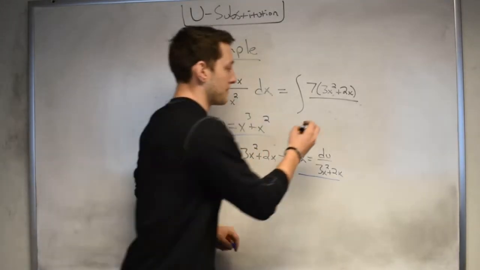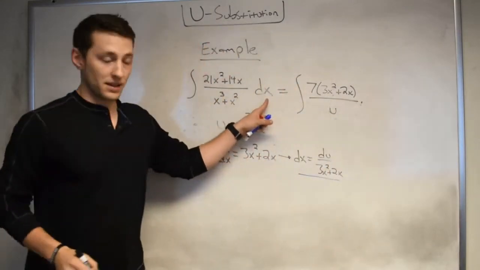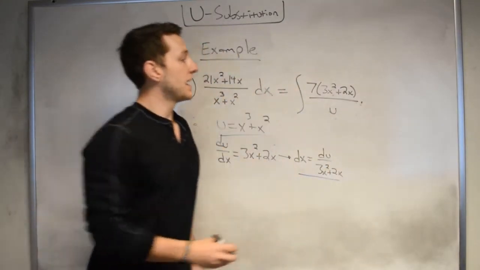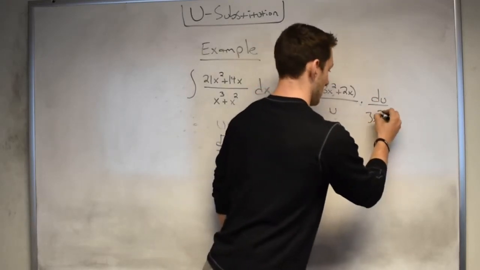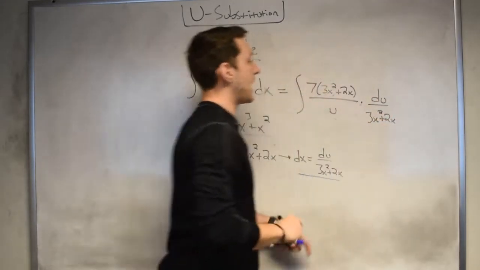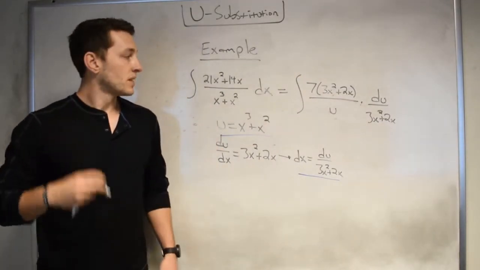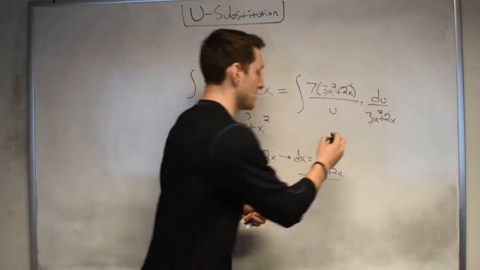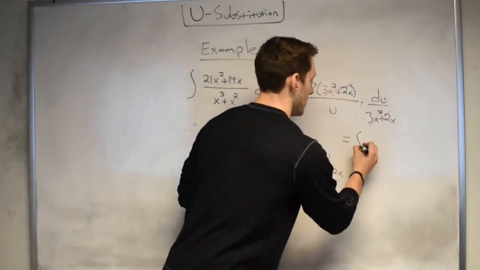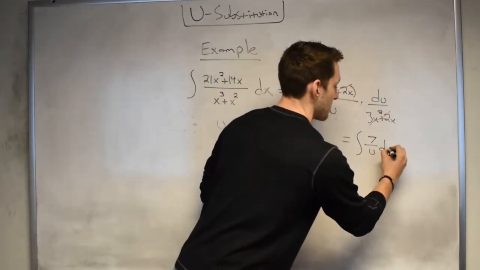I did call the bottom to be u. And subbing lastly in for dx, I get du divided by 3x squared plus 2x, which now you can see why I'd be interested in factoring out the 7. From here, cancel, cancel. So stuff does cancel nicely, leaving me with the integral of 7 divided by u with respect to u.